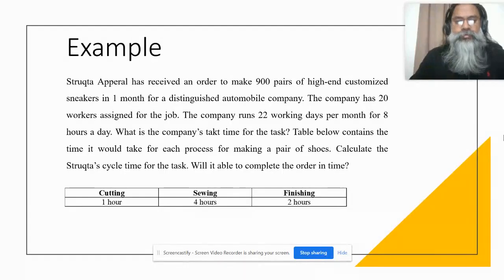The table below contains the time it would take for each process for making a pair of shoes. See this: cutting, they have about 1 hour; for sewing, 4 hours; and for finishing, about 2 hours. Calculate Structure's cycle time for this task. Will it be able to complete the order in time? So these are the questions that we have to answer. So let's try to solve the problem.